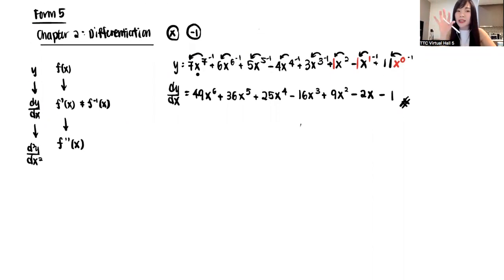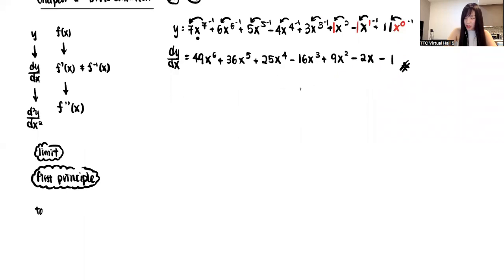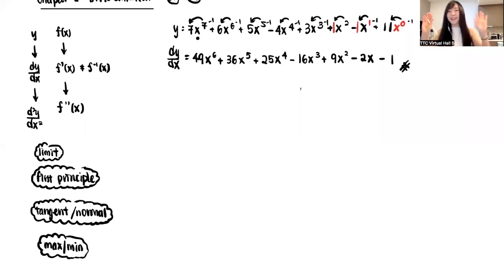So next thing, my dear, this chapter is actually a very big chapter. In a 2 hour seminar, I don't think I can cover a lot of things. But let me tell you guys about it, okay? So this chapter has limit, first principle, and then tangent and normal, and also maximum and minimum. All the above I mentioned, I'm not doing today.